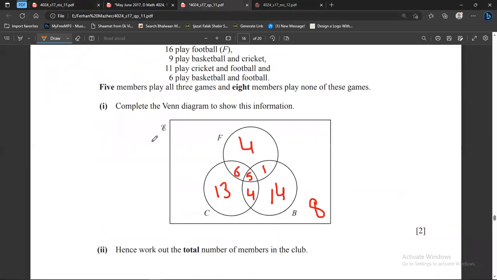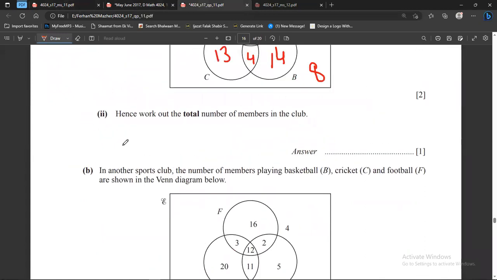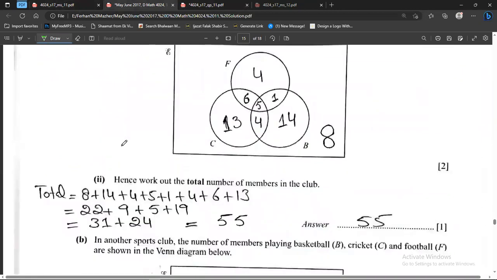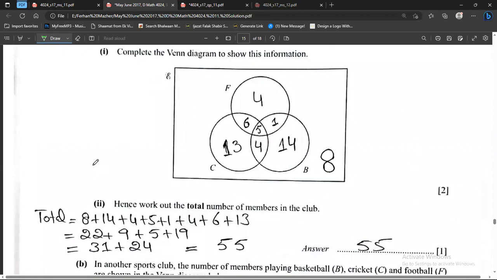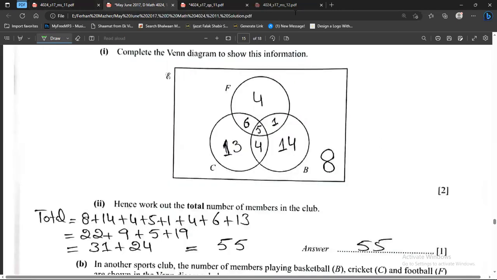Then we have question number 21. The question is, hence work out the total number of members in the club. The total members, you will add them up. So we will have 8 plus 14 plus 4 plus 5 plus 1 plus 4 plus 6 plus 13, and that will be 55. So there are 55 members in this club. Okay, so our answer is right.